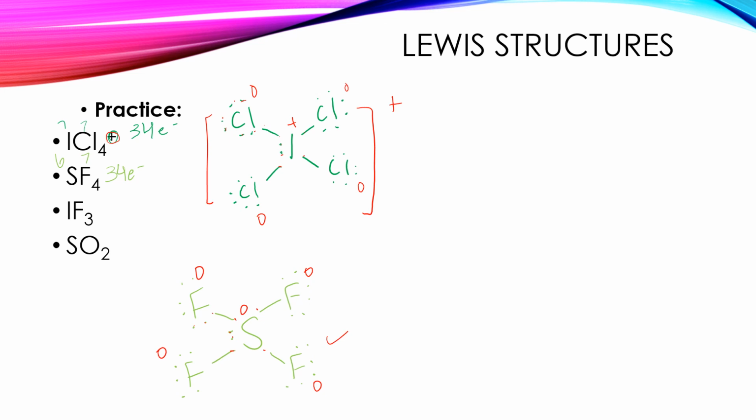Now iodine trifluoride. So iodine has 7 again. Fluorine has 7. 21 plus 7, I have 28 electrons I need to account for. So I'm first going to do my skeleton structure.